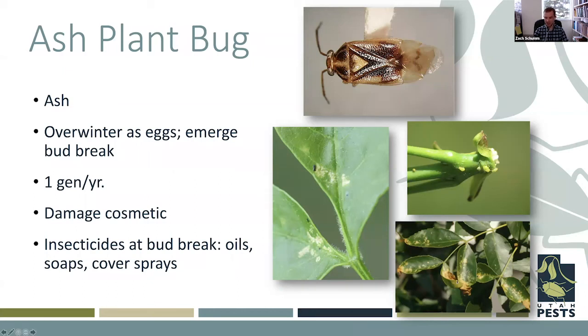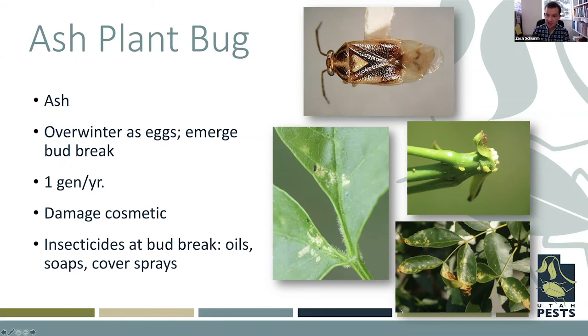You see some feeding damage down here on the right where the leaf is just turning brown. So they're not really a tree health issue. It's just cosmetic and aesthetic. So you don't have to really manage for these. They rarely will cause infestations that are going to do any damage to the tree. But you can use insecticides when those buds do break.